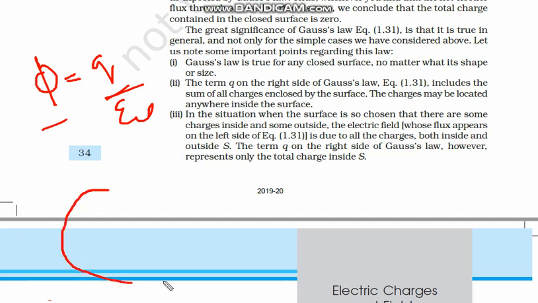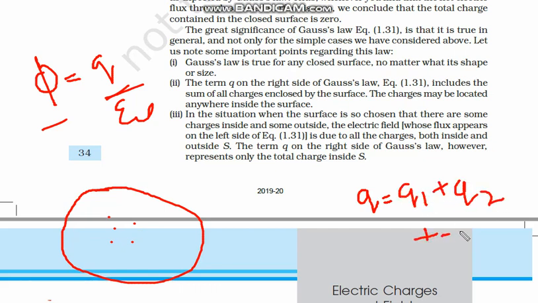So let us say this is a sphere and there are three or four charges. So this is Q1, Q2, Q3, Q4, Q5. This Q is the total charge, that means Q1, Q2, Q3 and so on, the total charge enclosed by this surface. The charges may be located anywhere inside the surface, here or anywhere, but Q is the total charge enclosed by this surface.